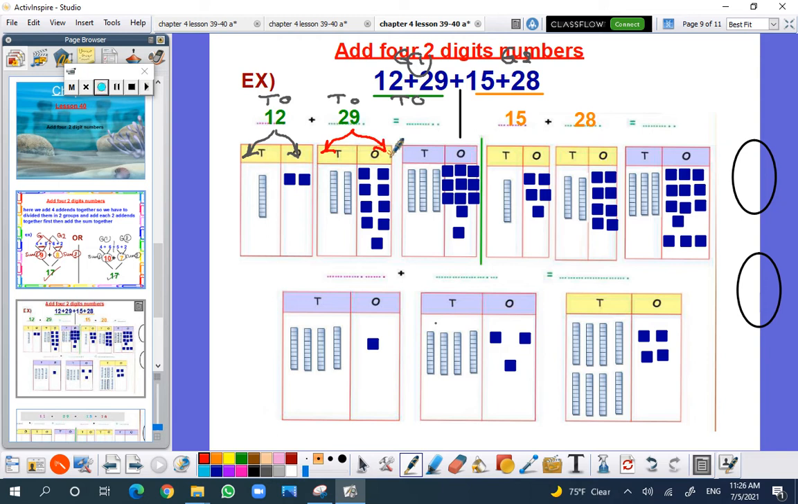Great job. Don't forget, we start adding the ones together. So 2 plus 9. 2 plus 9 equals what? 2 plus 9 equals 11. So I'm going to represent the ones by 11 small squares. Let's write 11 to remember. And now let's add the tens together. Here I have 1 and here I have 2. 1 plus 2 equals what? 1 plus 2 equals 3. So here I have 3 on the tens.